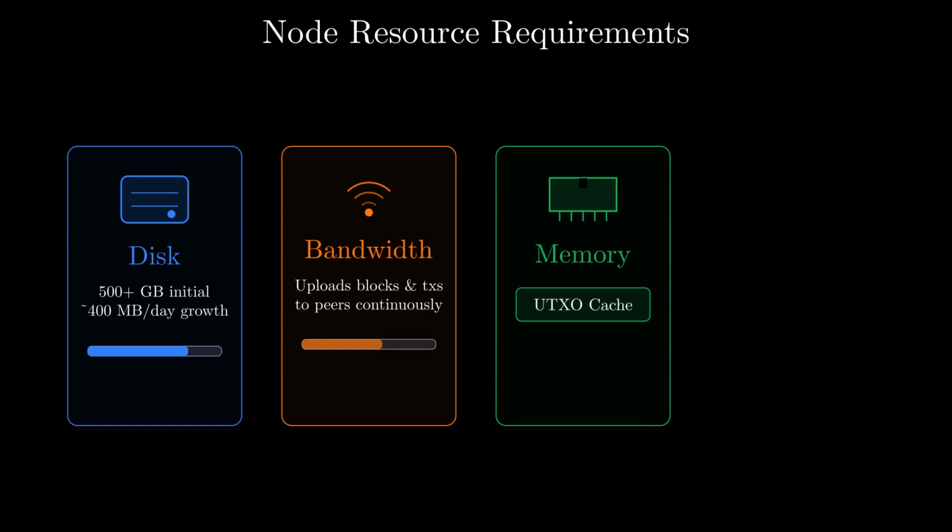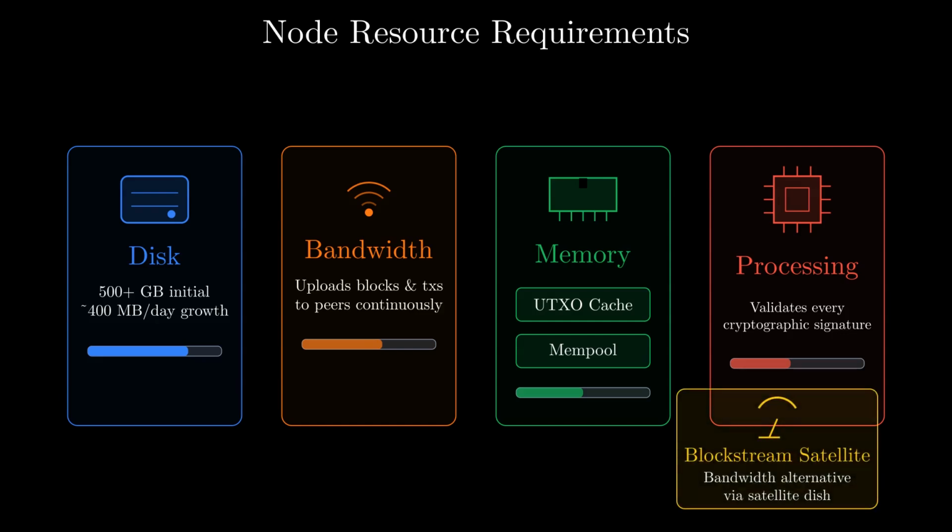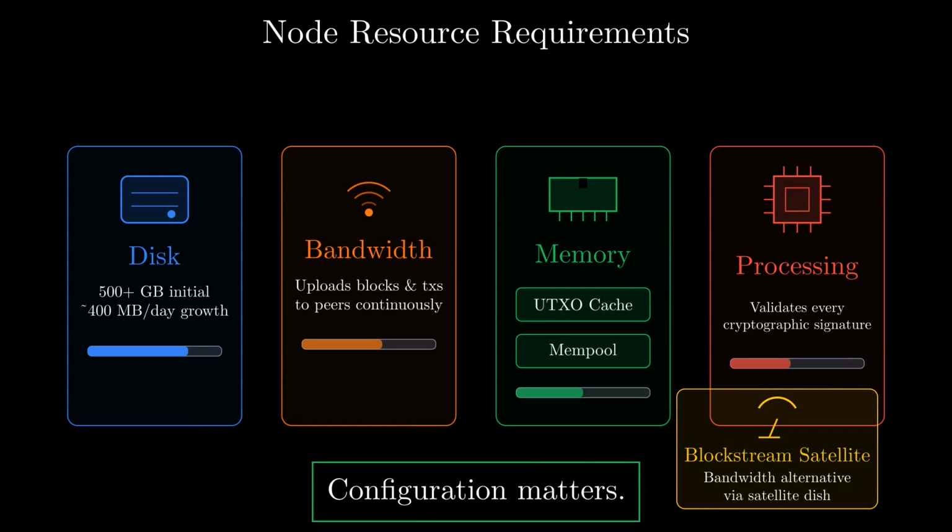The UTXO cache stores unspent transaction outputs, the set of all spendable Bitcoin balances on the network. The mempool holds unconfirmed transactions waiting to be included in a block. And your CPU validates every transaction's cryptographic signatures. If you're on a metered internet connection, Blockstream Satellite offers an alternative, receiving blockchain data via satellite dish, bypassing bandwidth limits entirely. These costs are why configuration matters.